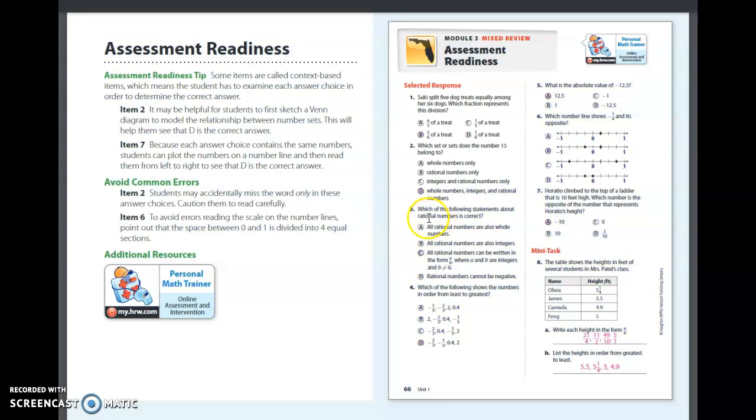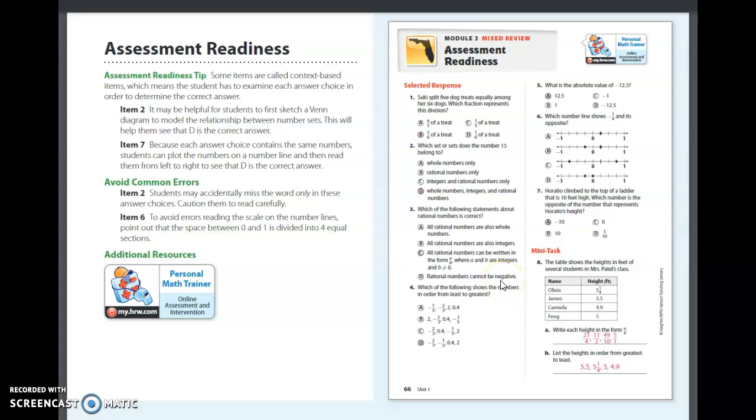For number 3, which of the following statements about rational numbers is correct? All rational numbers are also whole numbers, all rational numbers are integers, all rational numbers can be written in the form of a fraction where a and b are integers and b does not equal 0, or rational numbers cannot be negative.